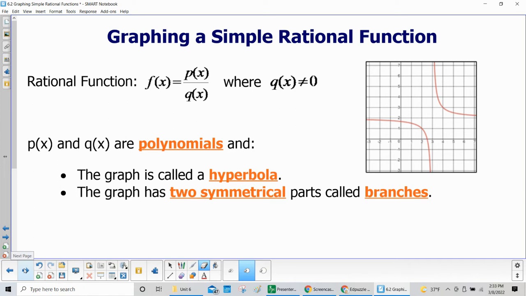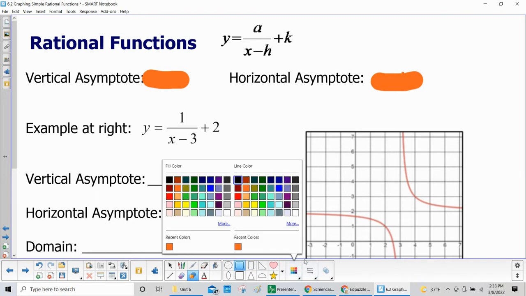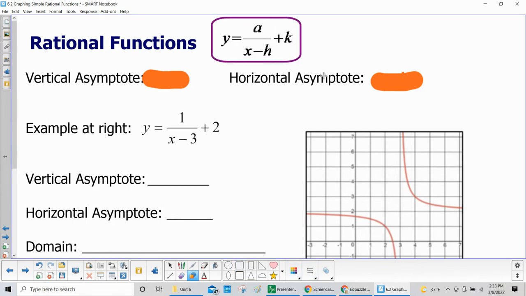We have two different types of rational functions that we're going to be graphing. The first function looks like this. Let's see if I can get my stuff to pull up here. My cat is trying to climb on my keyboard. So this first one kind of looks like this: y equals a divided by x minus h, plus k.